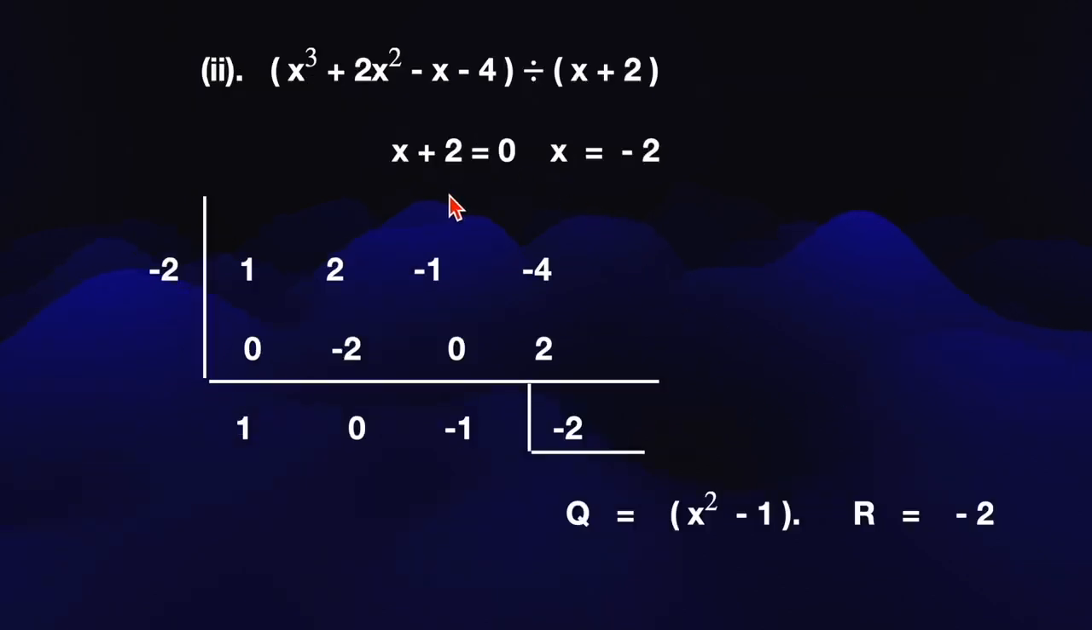Okay. Here x plus 2 is equal to 0. So the x value is minus 2. Write down minus 2 here. Write down the coefficient of x cube, 2 is for x square, minus 1 is for x, and minus 4 is the constant.